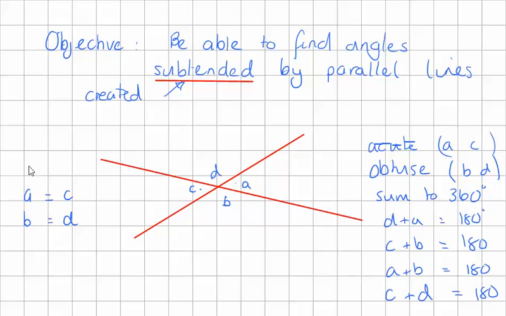And these have a name. They are called opposite angles. So I can say opposite angles are always equal. Okay.